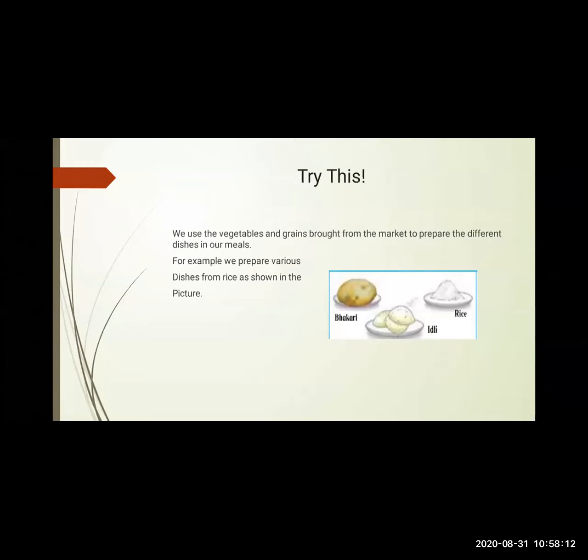We can make so many types of variety with the help of wheat also. Let's say chapati, then we make halwa and all that. We can make halwa with the help of wheat. Okay, these are the grains from which we can make so many varieties of dishes, with the help of rice, wheat and all that. These are the grains.